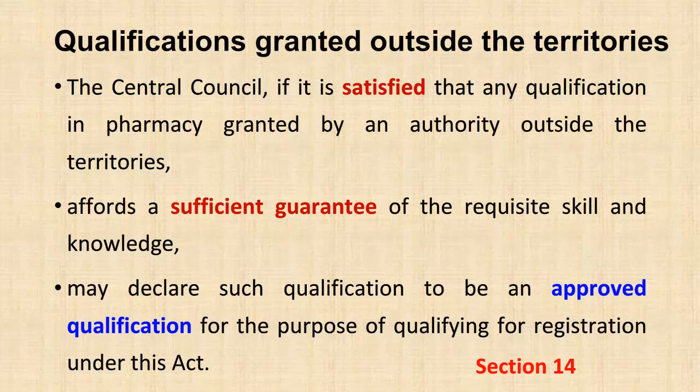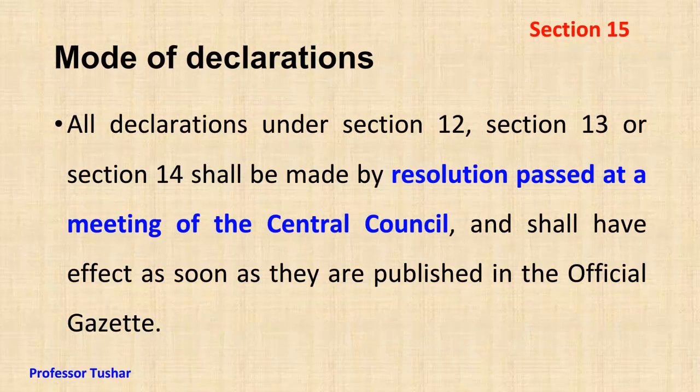Section 14. The Central Council, if it is satisfied that any qualification in pharmacy granted by an authority outside the territories affords a sufficient guarantee of the requisite skill and knowledge, may declare such qualification to be an approved qualification for the purpose of qualifying for registration under this Act. Mode of declarations. Section 15. All declarations under Section 12, Section 13 or Section 14 shall be made by resolution passed at a meeting of the Central Council and shall have effect as soon as they are published in the Official Gazette.